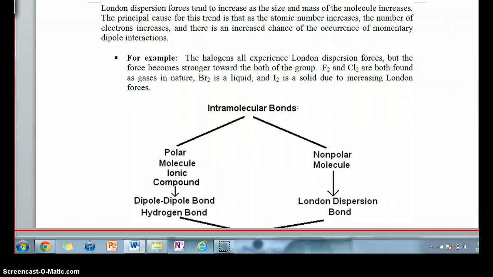There's a misspelling here. This "both" is supposed to say "bottom." Okay, so you want to think here about our trends in terms of the size of molecules.